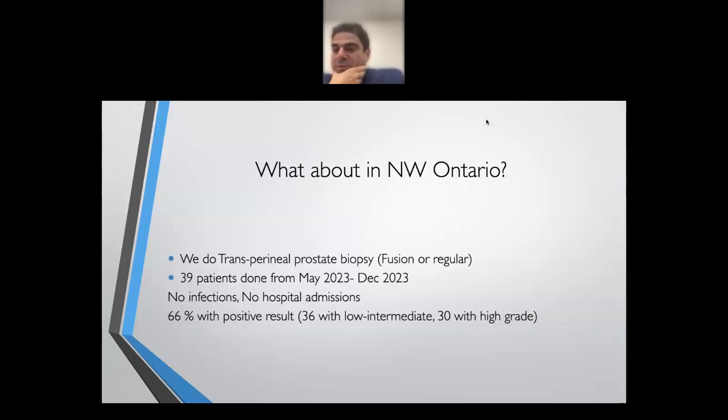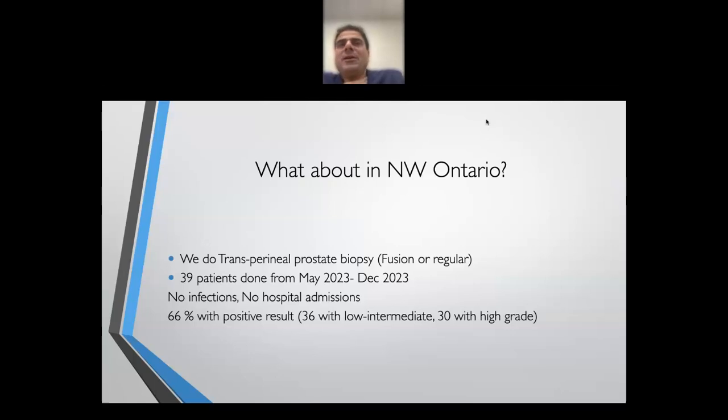So what about Northwestern Ontario? Right now, we are lucky. When I started here, I had the issue. We started initially with the DAP, because I saw our patients getting delayed treatments, delayed access. There was no screening, so we did the DAP program.